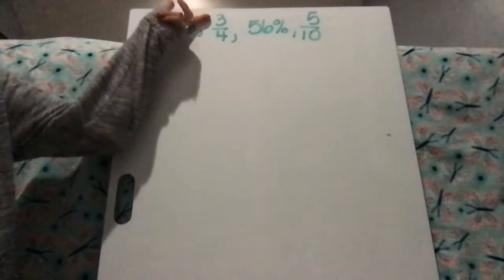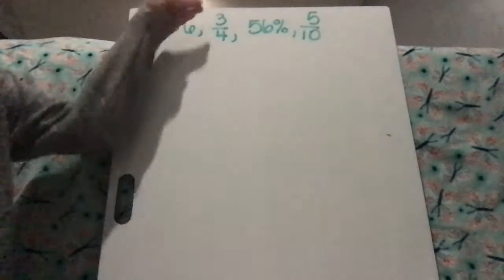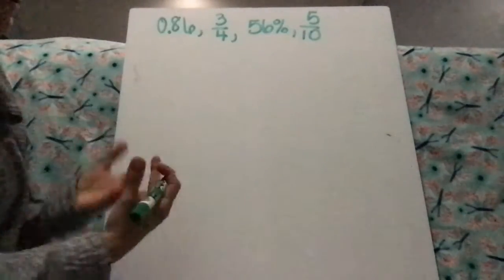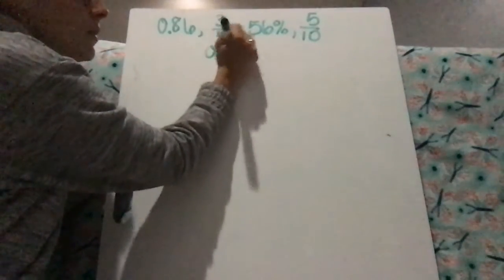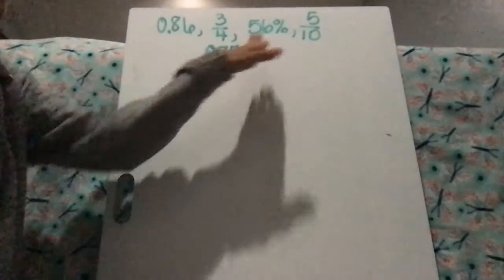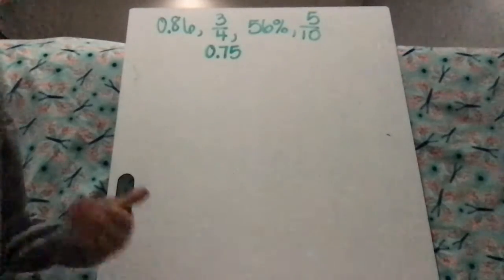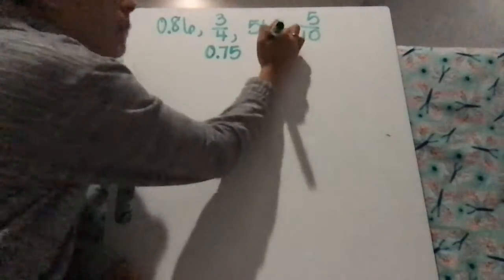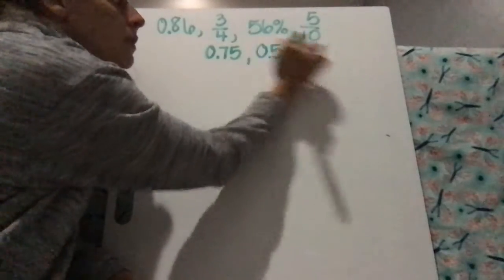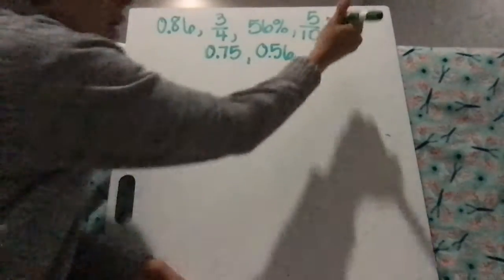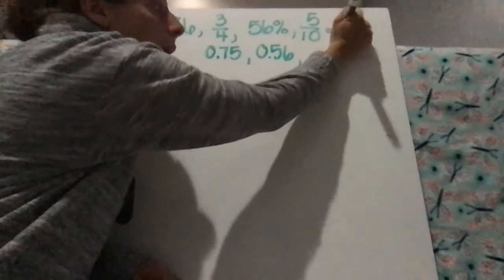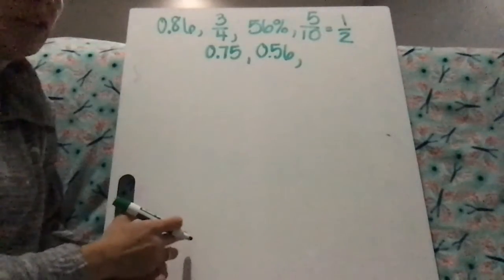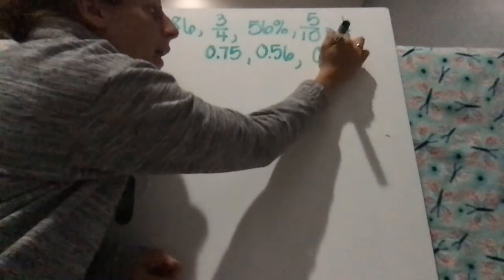So 86 hundredths is already a decimal. 3/4 is the benchmark that we had last week. If you think about your quarters, you would know that 3/4 equals 75 and 4/4 equals 100. So this would be 75 over 100. So if we take that benchmark, it would be 75 hundredths. 56% can be divided by 100 and you would end up with 56 hundredths. And finally, 5/10 can be simplified to be 1/2. And then we would know that 1/2 is 50% or 5/10.